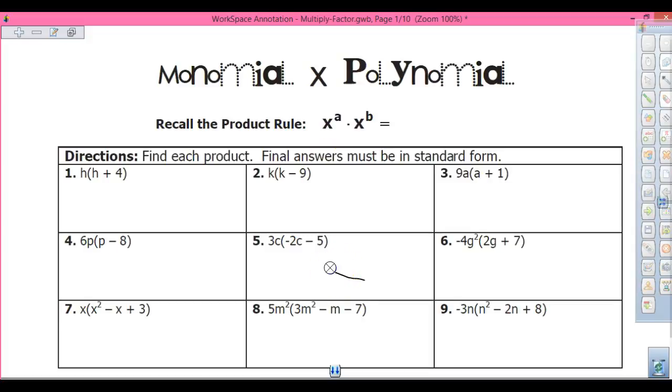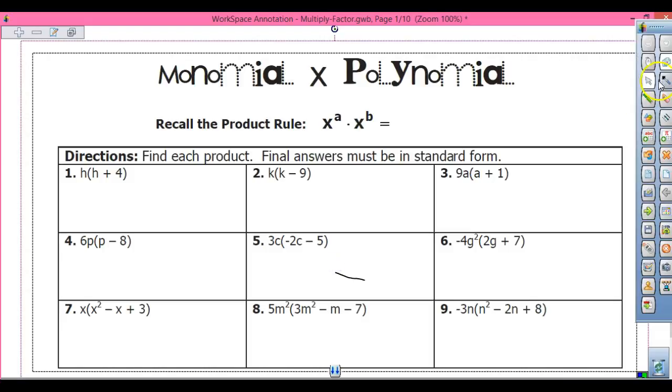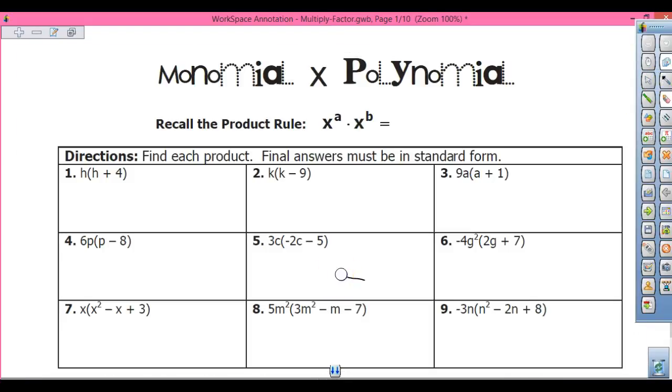Times x to the b. What was my rule? Yeah, we had to add those. So it's x to the a plus b. So if you remember, when we multiply those together, we're adding our exponents. Okay? So, when I have, this is just the what property?